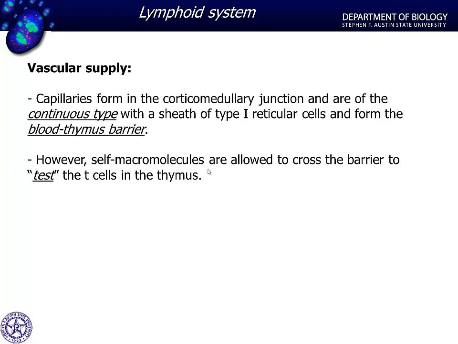And again, they're going to be covered by our type 1 epithelial reticular cells, and so this is going to form the blood-thymus barrier. But while cells can't cross that barrier, self molecules are going to be able to cross. They're actually going to be transported out of the bloodstream and into the thymus for the process of screening these cells to make sure that the T cells that are going to be released into the circulation don't recognize self.